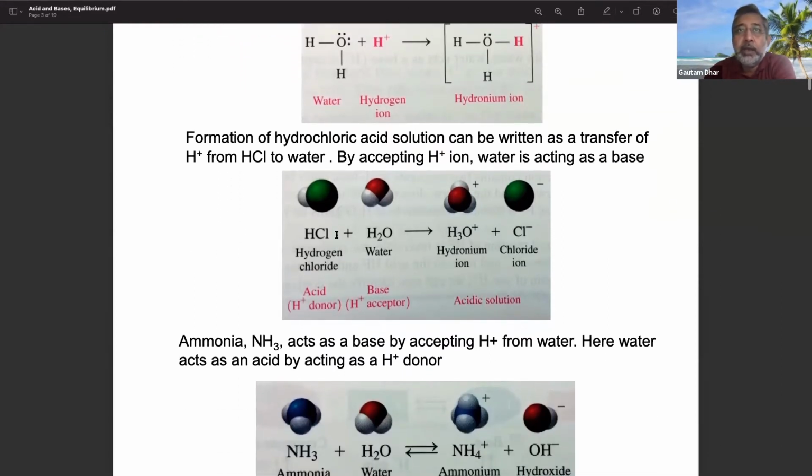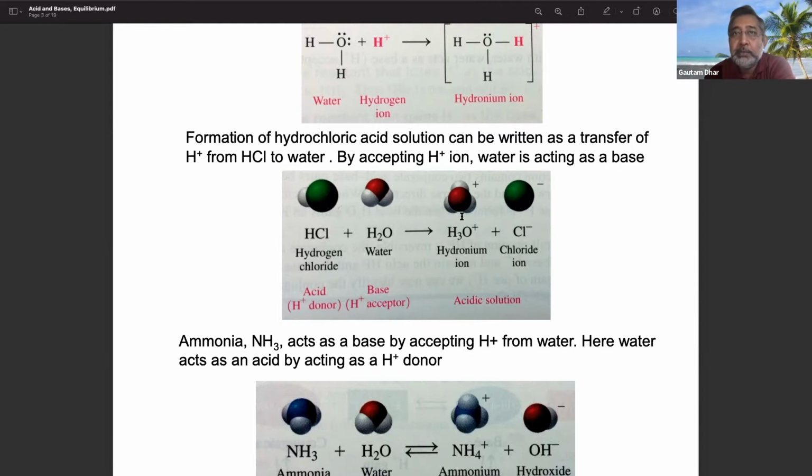So accordingly, if you think of HCl dissolving in water, the hydrogen chloride, which is basically hydrogen chloride gas, gives the proton to water and produces hydronium ion, and itself becomes chloride ion. So if you think of it, here there's a pair. HCl is acting as an acid, and water is an acceptor of the proton, so it's a base. So there's always an acid and a base. Whenever there's a donor, there must be an acceptor. And in the acidic solution, you will have H3O plus and Cl minus.